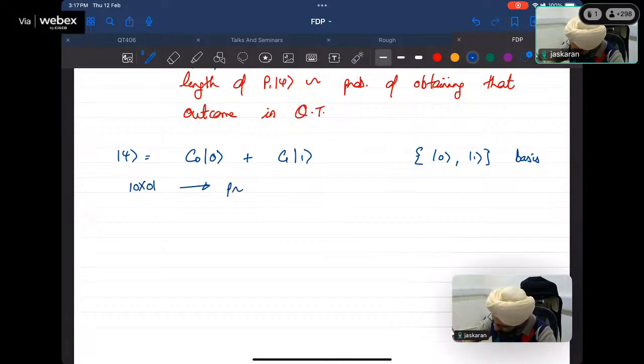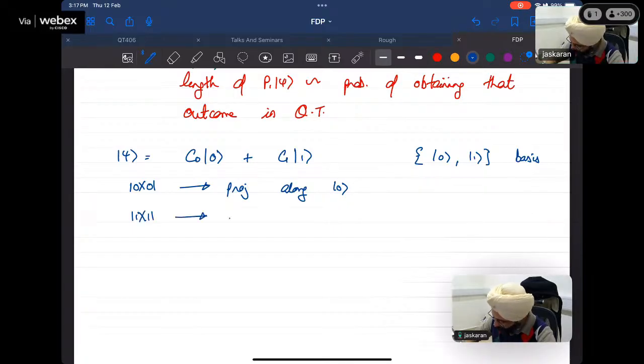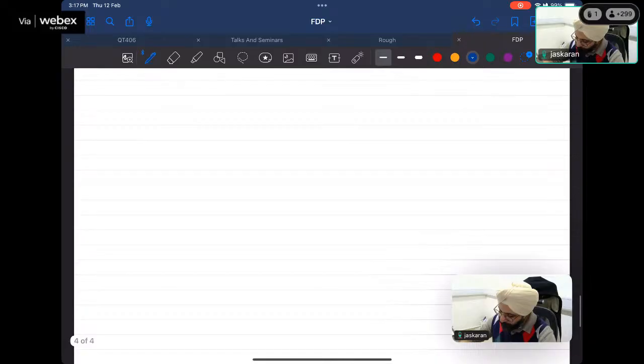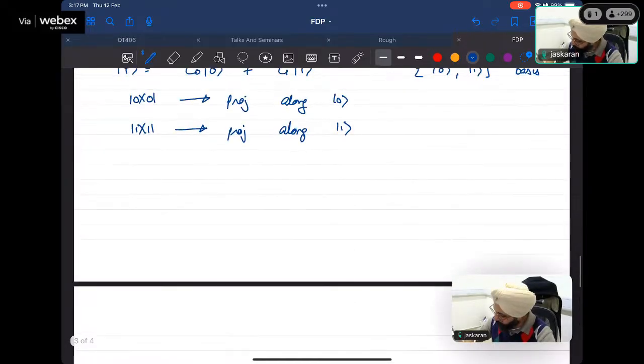the projection along the |0⟩ axis. And similarly, we also have the projection along |1⟩. Okay. Now let's see what we get once we apply these projectors onto the state |ψ⟩.